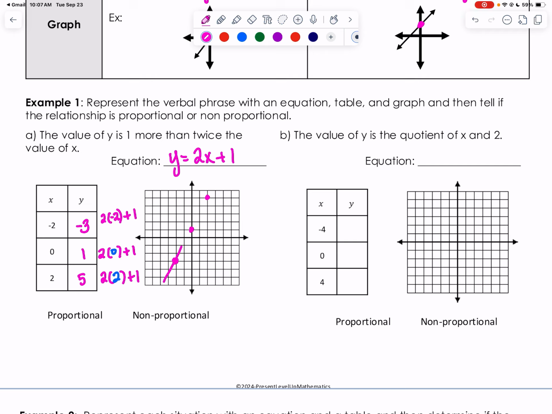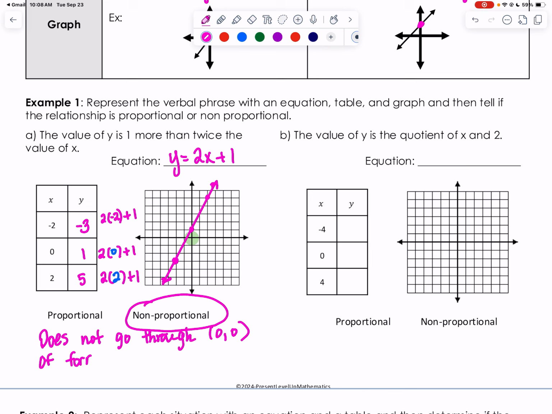So we do have a linear relationship. But does it go through the origin? The origin is right there. It does not go through the origin. So this relationship is non-proportional. It does not go through 0, 0, and it's of the form y equals mx plus b. So it cannot be proportional.